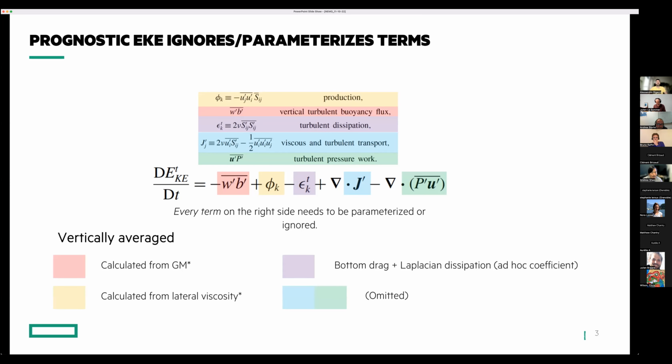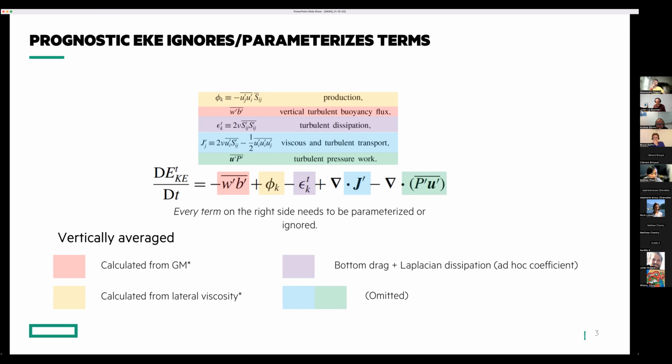And so in practice, this was what was done by Jansen et al. So they did the W prime V prime term as an energy sink term from GM. They took this phi sub k term from the lateral viscosity, and then this epsilon k and this del dot j prime term, they associated with Laplacian dissipation with kind of just a coefficient there, and also bottom drag. And then lastly, for the turbulent pressure work, they just completely omitted the term, right?